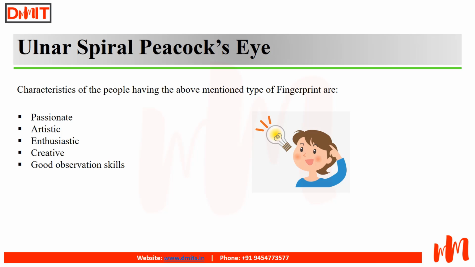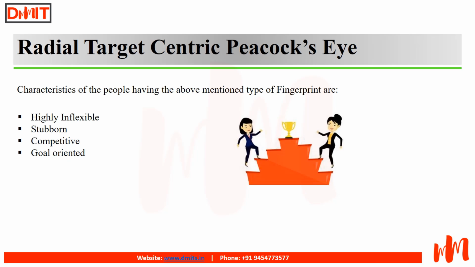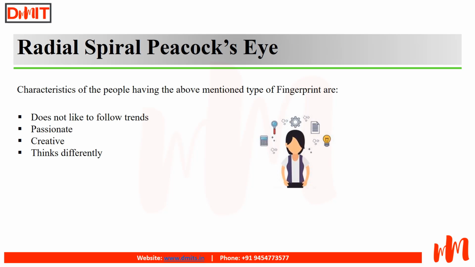Next is radial target centric peacock's eye. Such people are generally observed to be highly inflexible, stubborn, competitive, and goal oriented. These were the traits that are observed in the people who have this particular type of fingerprint. It was all about the characteristics of the people with different types of fingerprints.